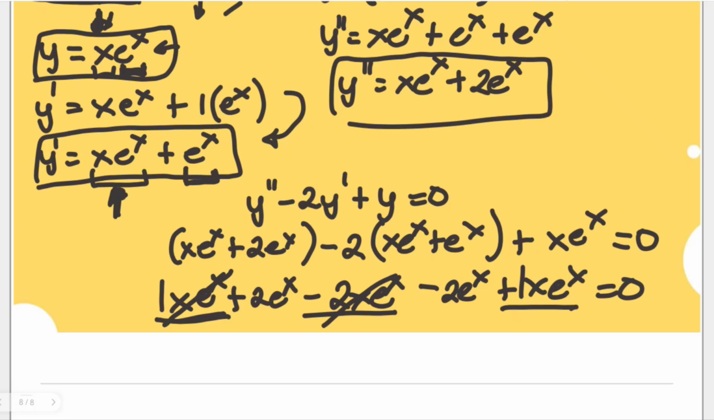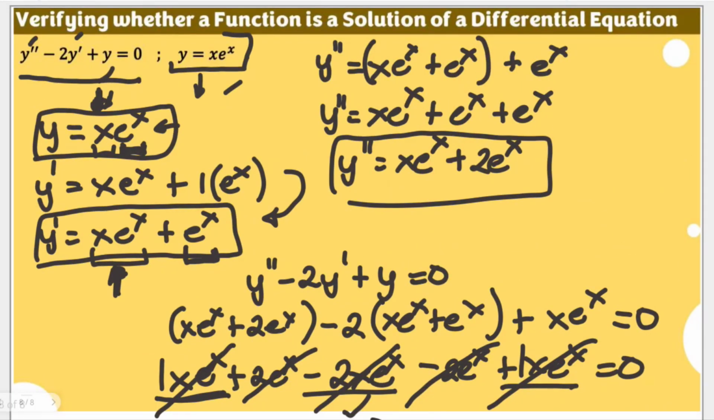Okay, again, you have 1x e to the power of x minus 2x e to the power of x is negative 1 plus 1, so that's 0. And this here, 2e to the power of x minus 2e to the power of x, 0, equal to 0. Okay, so with this in mind, we already showed that this given function is really a solution of this differential equation because it satisfies the equation.